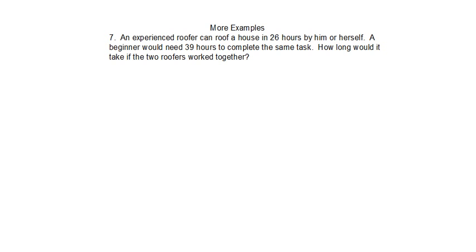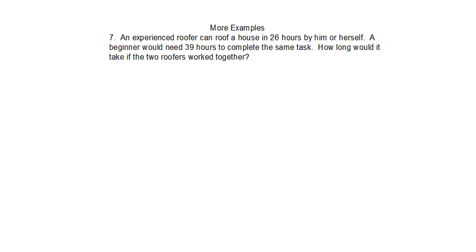Move on to number 7. We're going to talk about some proportions. This is a work problem. An experienced roofer can roof a house in 26 hours by him or herself. A beginner would need around 39 hours to complete the same task. How long would it take for the two roofers if they worked together?